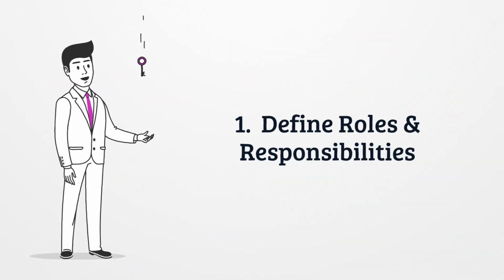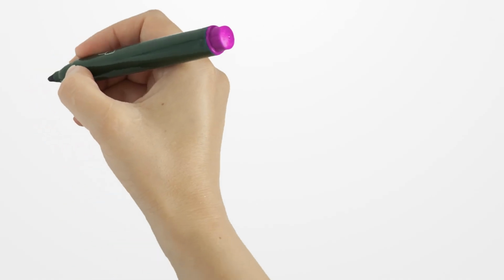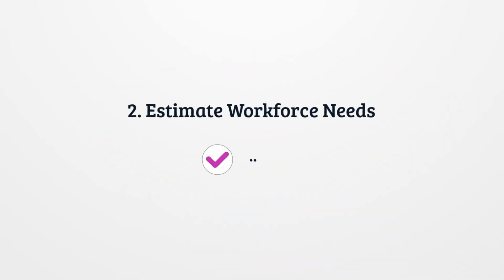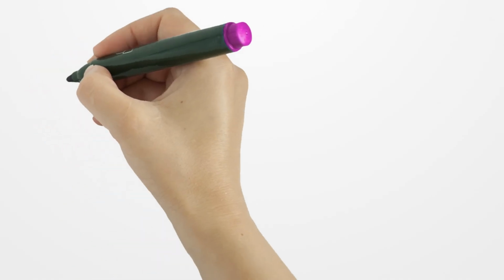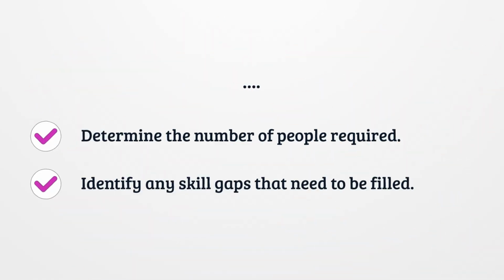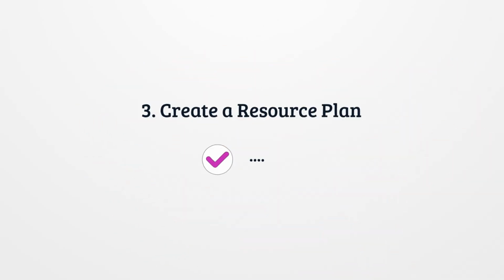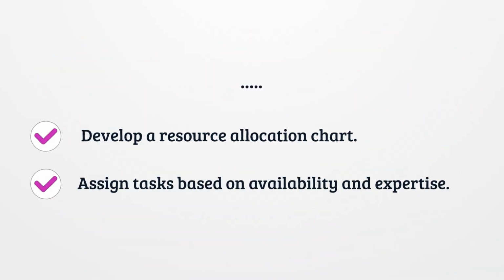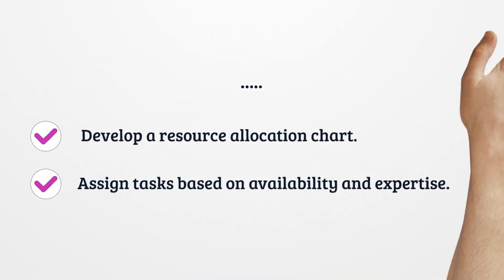1. Define roles and responsibilities. Identify required skill sets for each role. Assign clear responsibilities to each team member. 2. Estimate workforce needs. Determine the number of people required. Identify any skill gaps that need to be filled. 3. Create a resource plan. Develop a resource allocation chart. Assign tasks based on availability and expertise.